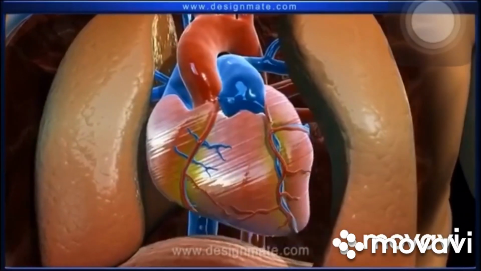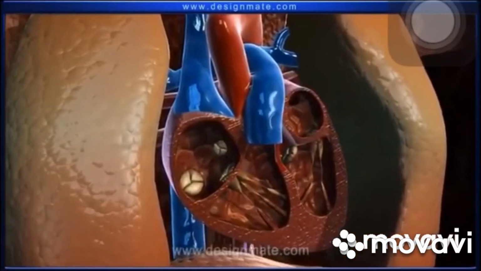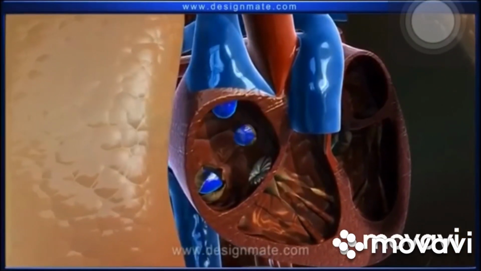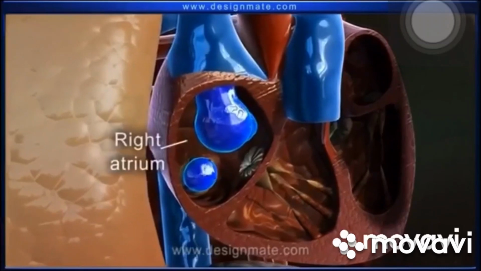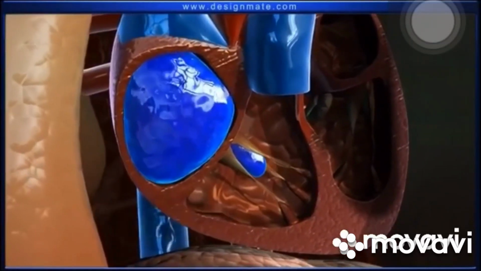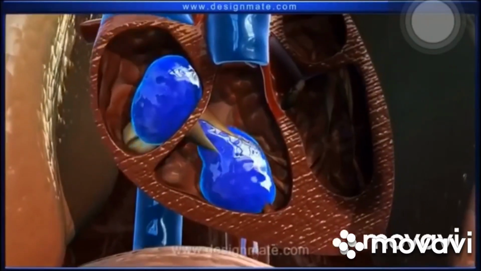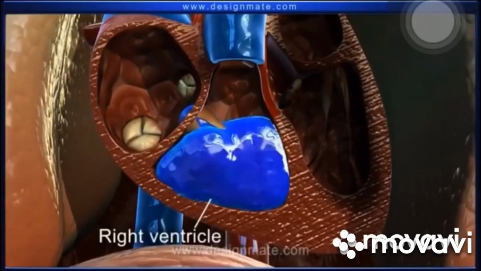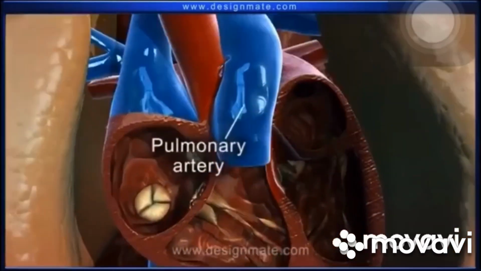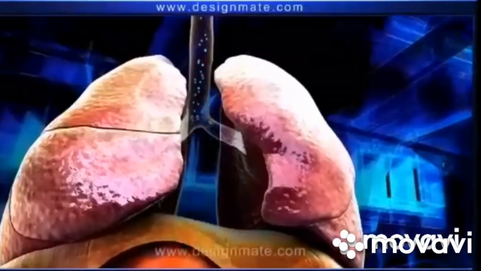The heart is a complex pumping organ. If we gradually dissolve into a section of the heart, we observe that it receives deoxygenated blood in its right atrium. Then the tricuspid valve opens, pushing the remaining blood into the right ventricle. This in turn pushes the blood into the pulmonary artery. Now, this pulmonary artery leads to the lungs.